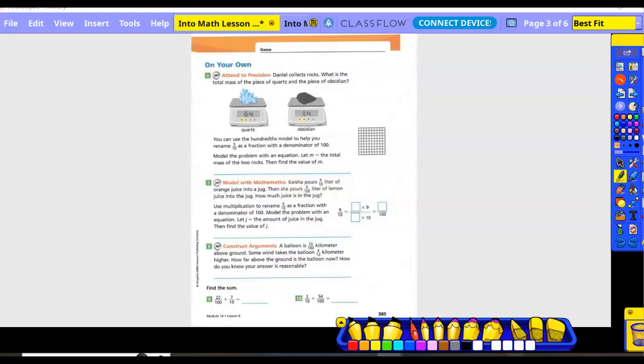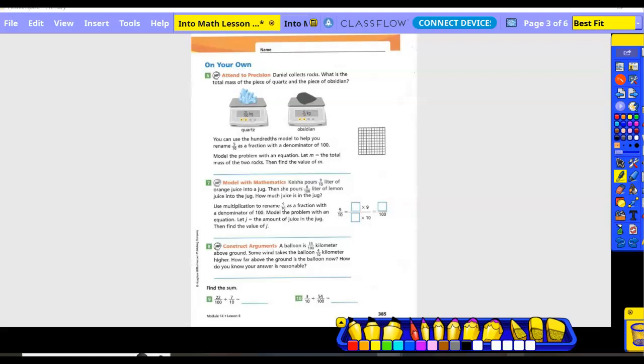On your own. Number 6, attend to precision. Daniel collects rocks. What is the total mass of the piece of quartz and the piece of obsidian? So you can use the hundreds model to help you rename 5/10 as a fraction with a denominator of 100. Model the problem with an equation. Let n equal the total mass of the two rocks. Find the value of n.